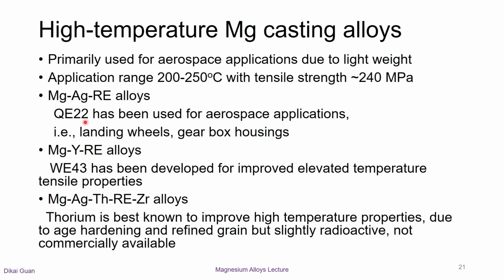Other commercial high-temperature magnesium alloys are magnesium-rare earth alloys. For example, WE43 has been developed for improved elevated temperature tensile properties. Thorium is best known to improve high temperature properties due to its significant age hardening response and great refinement effect. However, it is slightly radioactive, which makes thorium-containing magnesium alloys not commercially available.